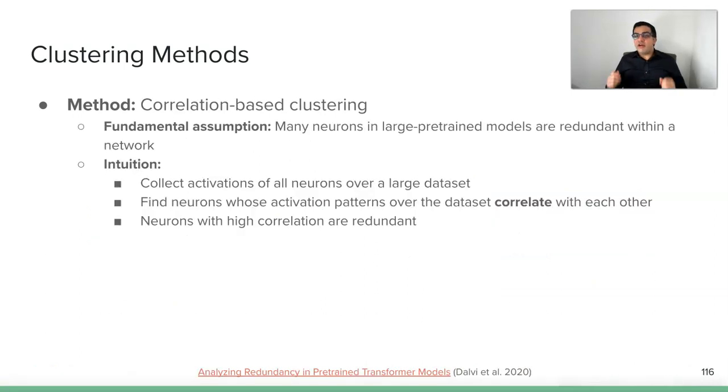Apart from clustering on raw activations, another proposed method is to cluster neurons based on their redundancy. The assumption behind this method is that many neurons are redundant within a network and activate in a similar fashion over similar inputs. Formally, the correlation between neuron activation pairs is first computed, and the neurons with a high correlation are considered redundant.